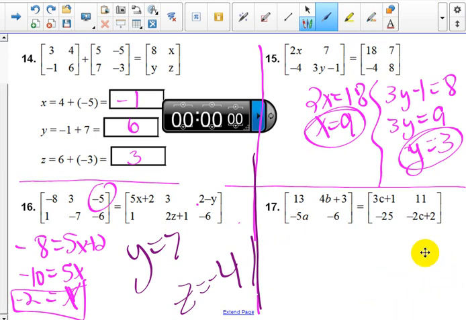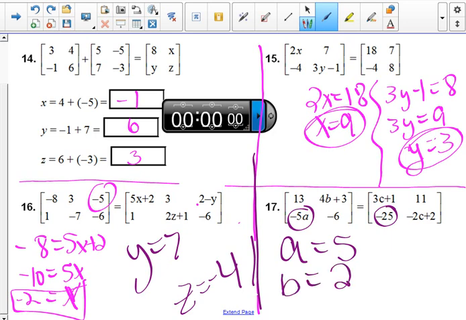Okay, how about 17? Do we finish that, or do we need a little more time? Okay, a is equal to what? 5, that's correct, because you have -5a equals -25, so a equals 5. And b is 2, which is correct, and c is equal to 4, which is also correct. Good job, guys. That concludes our lesson.